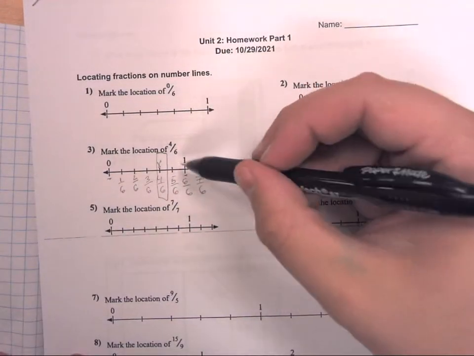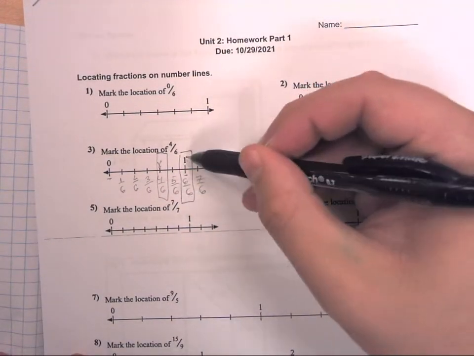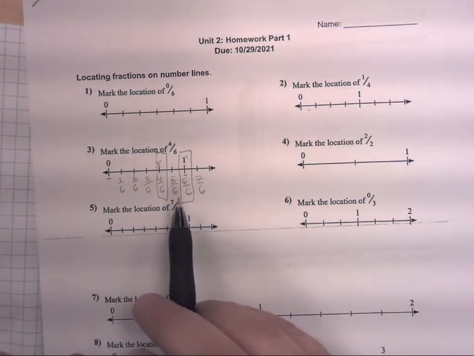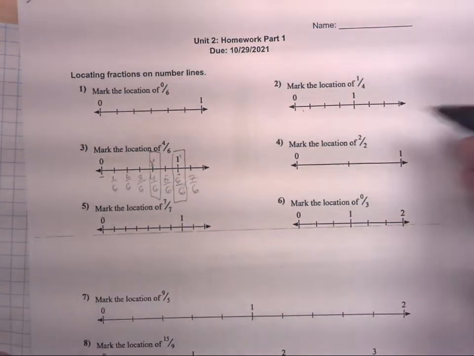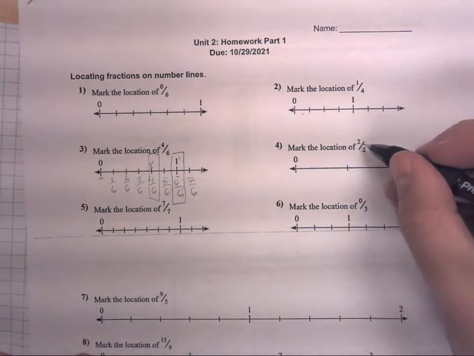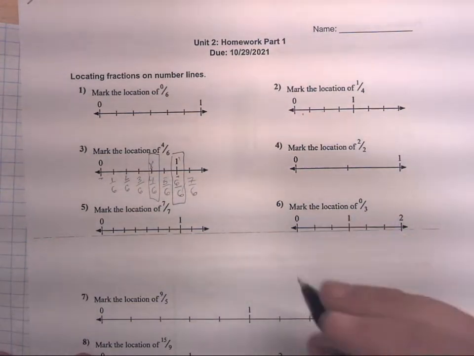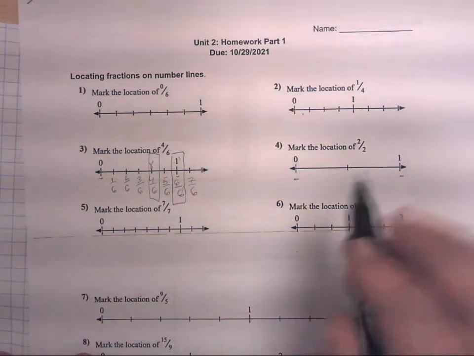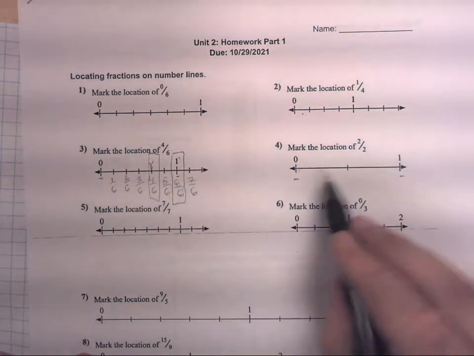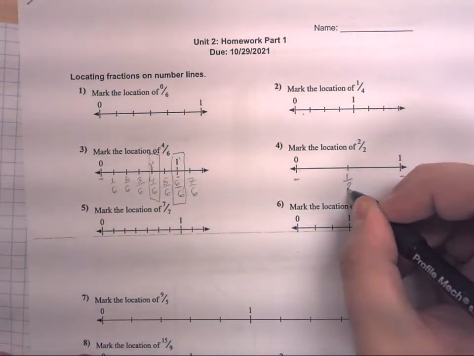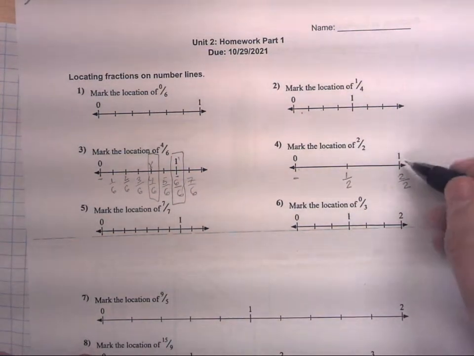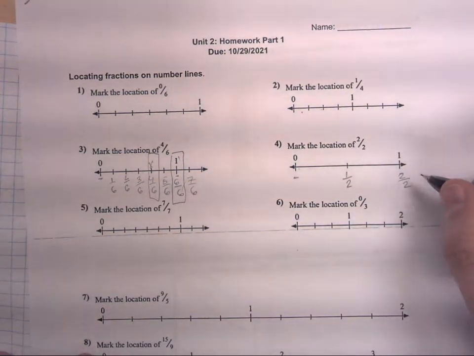Now keep in mind here that 6/6 is equal to 1, and that's an important concept for kids to understand. So for example, number 4 wants us to find the location of 2 halves, and since the distance between 0 and 1 here has been divided into 2 equal sections, this first tick mark is 1/2, and then 2 halves is equal to 1.